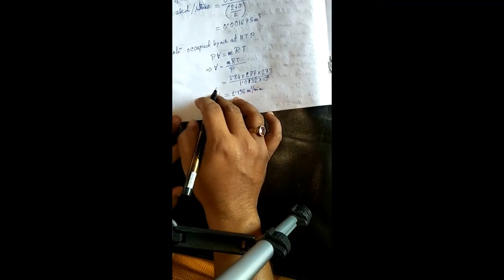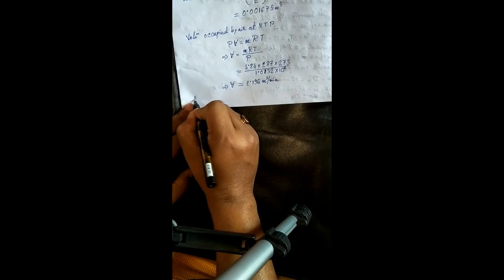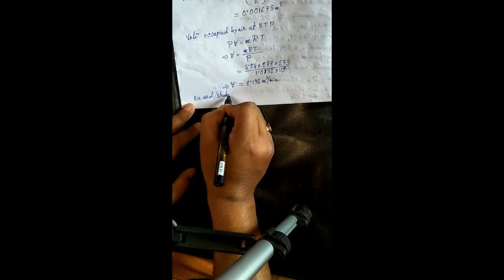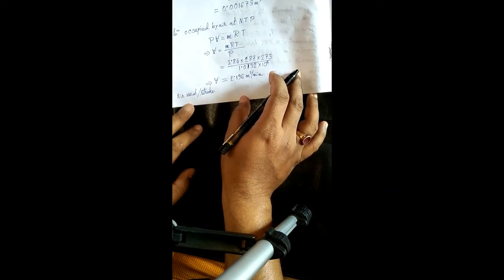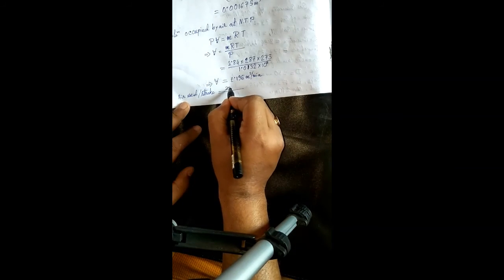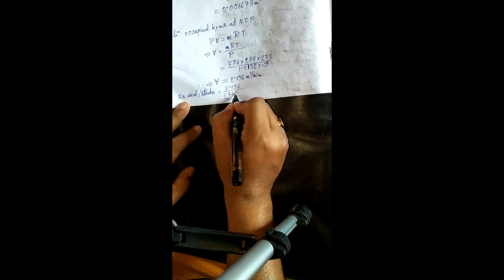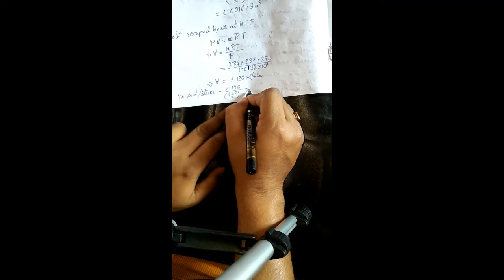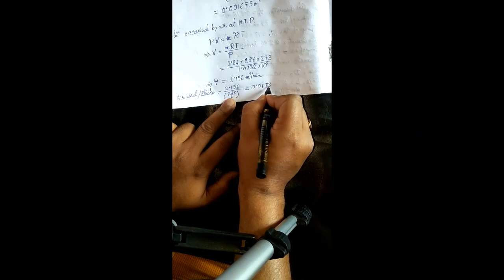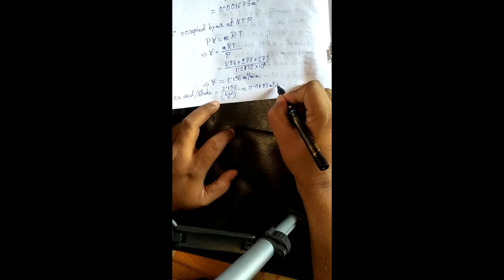Now air used per stroke. That is again 2.196 divided by 240 by 2, that means 0.0183 meter cube at NTP.